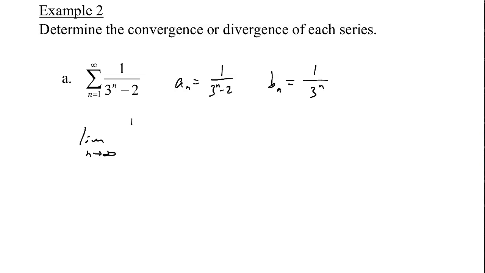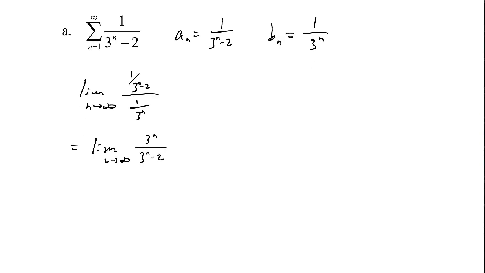and it doesn't matter whether you do a sub n over b sub n or b sub n over a sub n. If you forget, it's just the ratio of the two. The limit comparison test, just the ratio. So if I do 1 over 3 to the n minus 2 over 1 over 3 to the n, if I'm dividing fractions, I need to multiply by the reciprocal. So the limit as n approaches infinity of 3 to the n over 3 to the n minus 2. And one thing you can do is just multiply by 3 to the negative n, and that's fine.